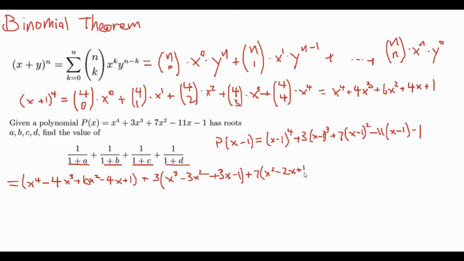You all should know this. It's just the squaring of x minus 1. It's a very, very common formula. And this minus 11 times (x minus 1), this goes without saying. Minus 1. Now let's simplify this thing.